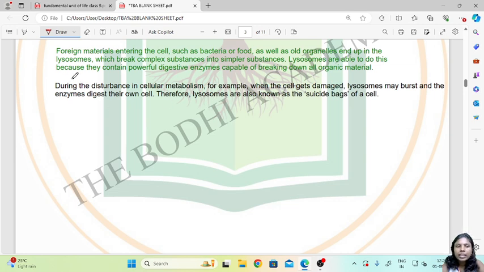So what is happening is that during any kind of disturbance in the cellular metabolism, say the cell is damaged or some kind of disturbance is created in the cell, the lysosomes that are present may burst. On bursting, what happens? The enzymes present in these lysosomes digest their own cell. Therefore, the lysosomes are known as the suicide bags of a cell.